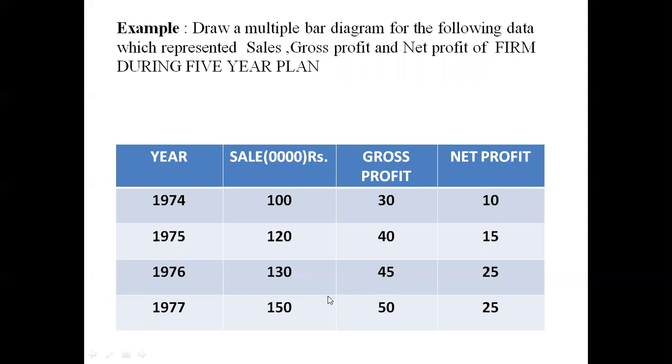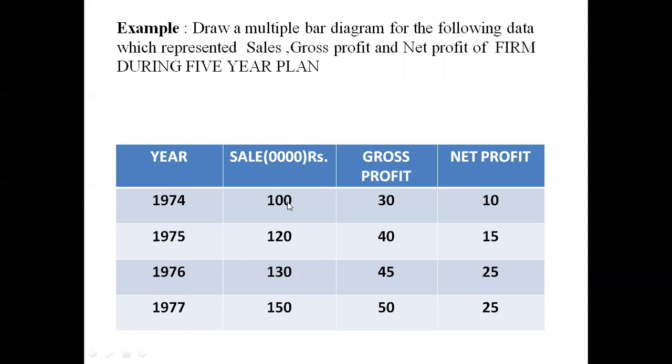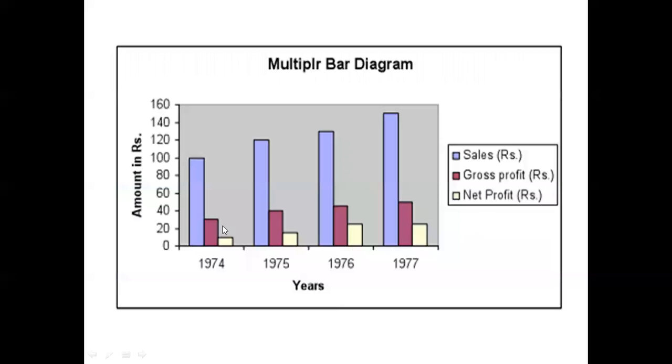So let us see how we have to draw that. This is 1974, 75, 76. This is sales, this is the gross profit bar, and this is the net profit bar. What is 100, 30, 10? So this is 100, this is 30, and this is 10. This is the first year's set of bars, a cluster of multiple bars for 1974.